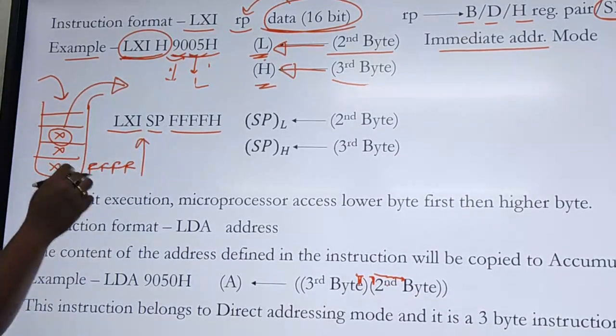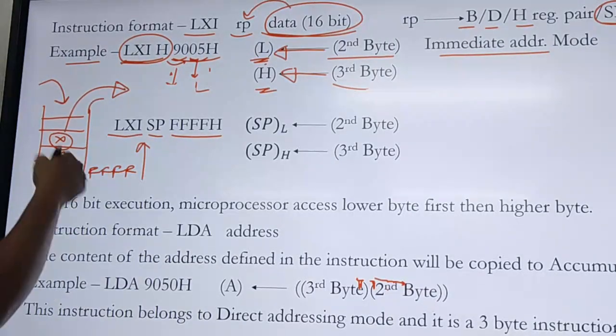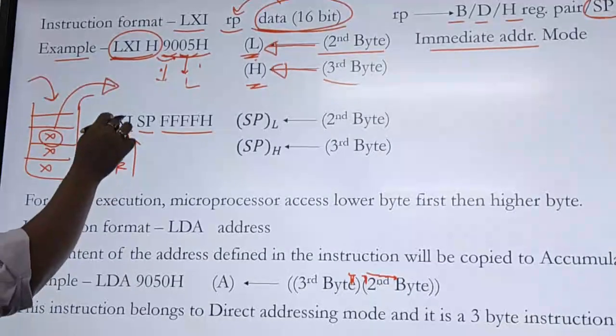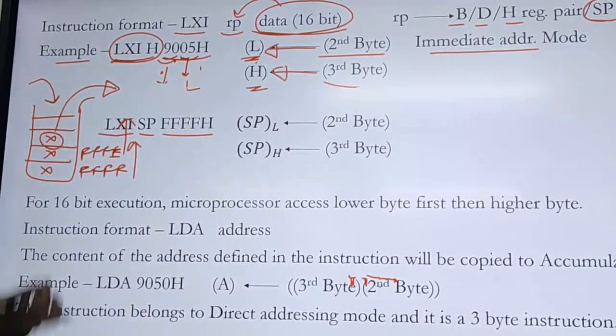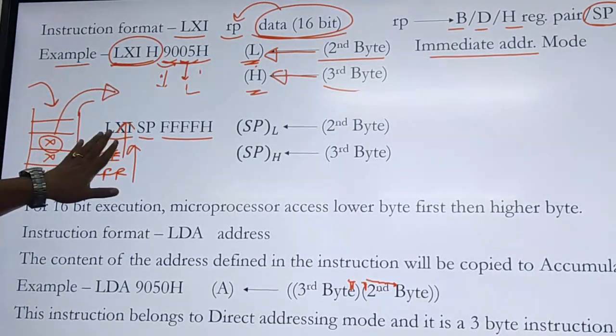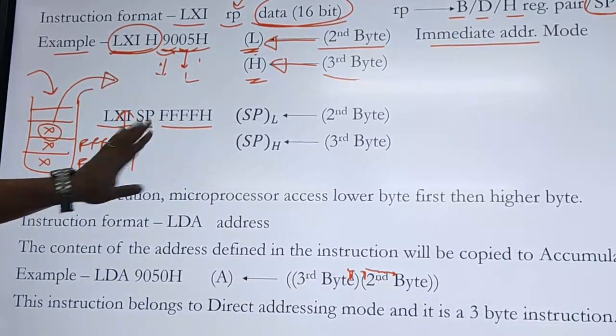The stack in the microprocessor system will be in decreasing order. So if we load the next data into the stack, it will be stored in the FFFE location and so on. So the stack will be in decreasing order. Correct. So here LXI SP, then we can define the address of the stack pointer.